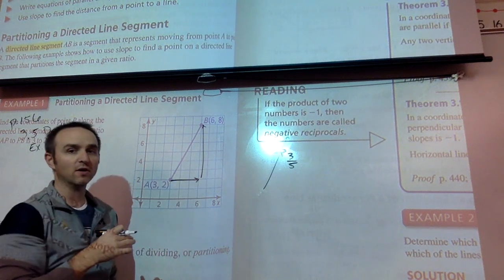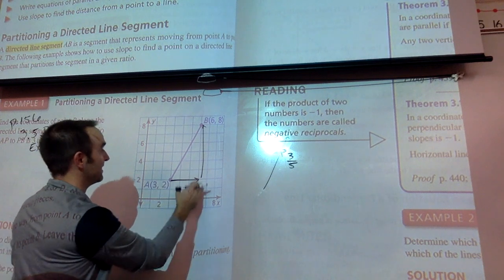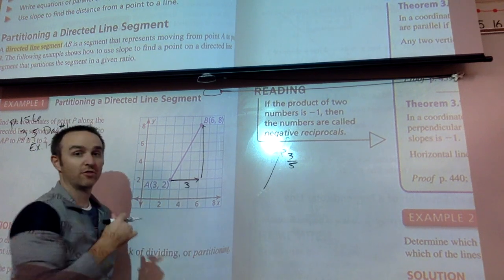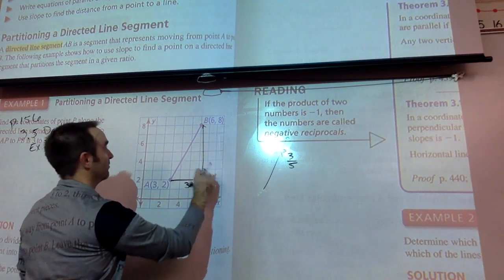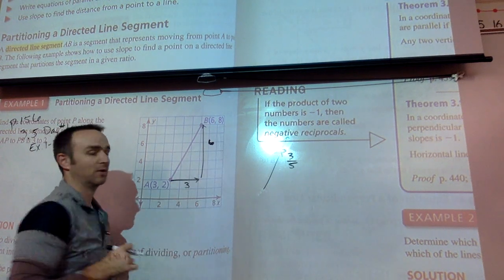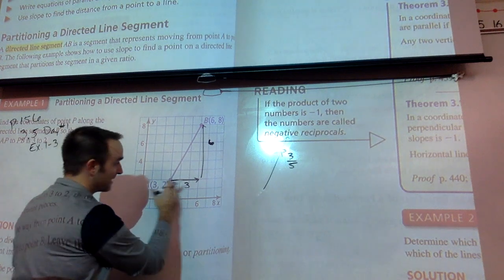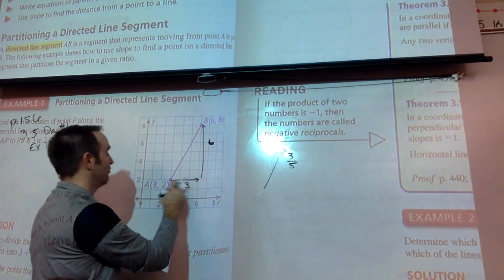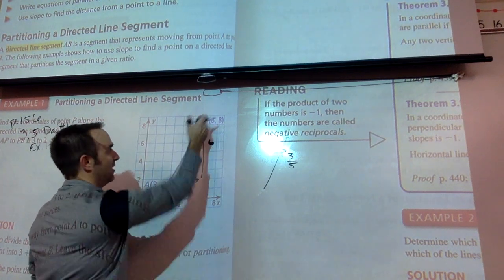Going over, that's from 3 out to 6. So we're going over 3. Going up, we're going from 2 up to 8. That's a total of 6 that we're going up. That's 100%, the whole way from A to B: over 3 and up 6.